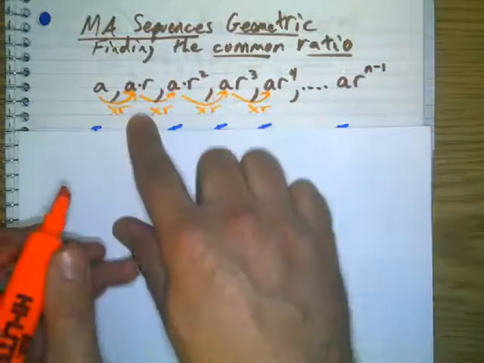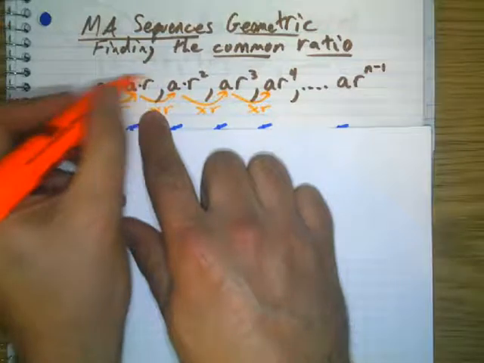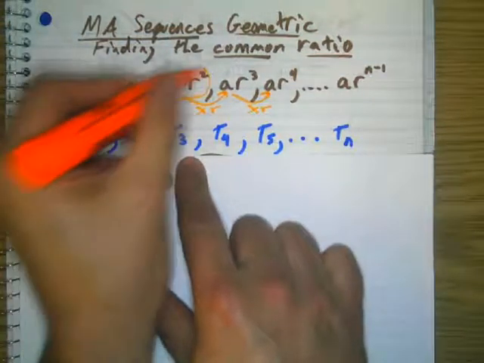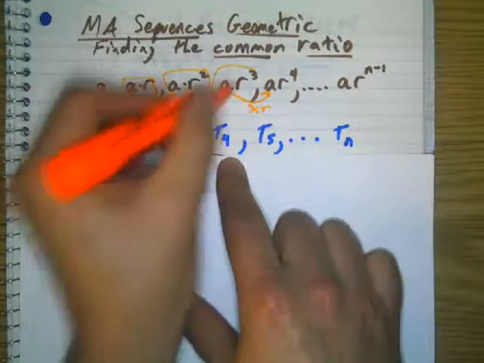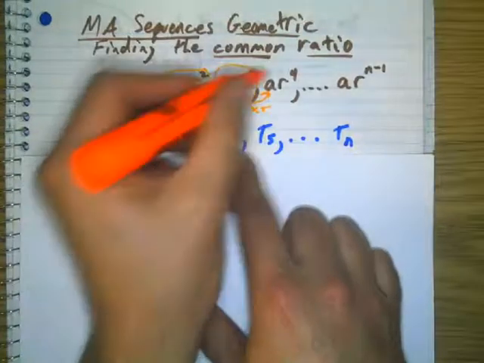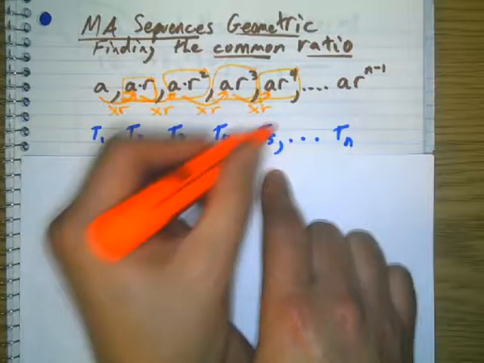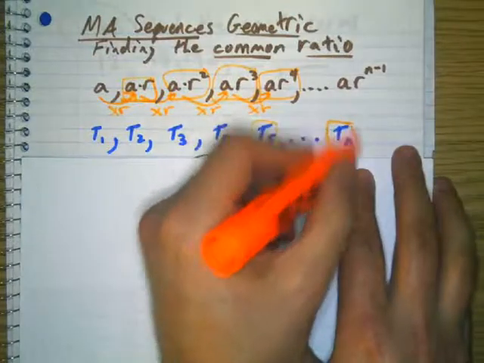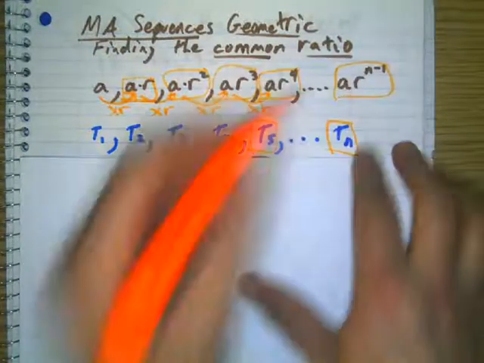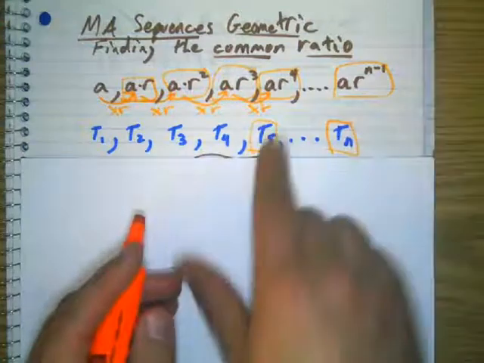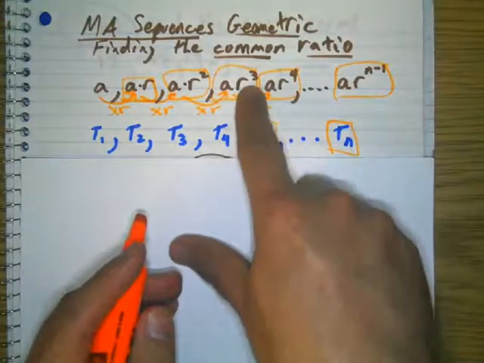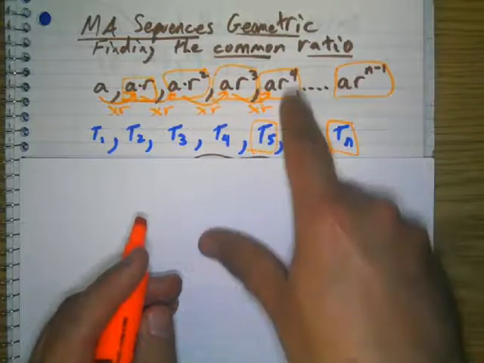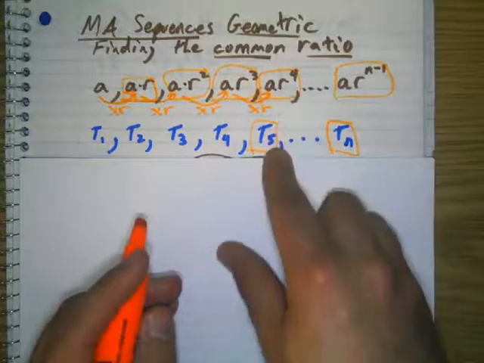And then you might notice that the second term is times r. The third term is times r squared. The fourth term is times r cubed. The fifth term is times r to the fourth. And basically, the nth term is going to be times r to the power of 1 less than n, because each power is 1 less than the term that it is. The fifth term has a power that's 1 less than the term, which is 5.